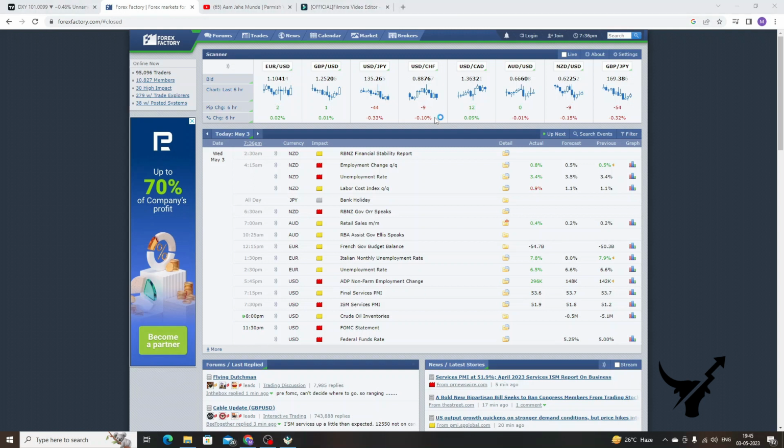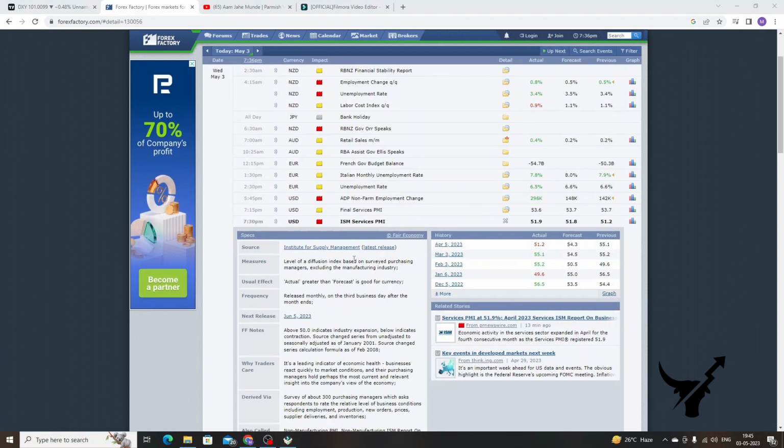But today, as I gave the news about USD, I just remembered I saw it yesterday, that there are some important news releases today, like the ISM services PMI. It is a diffusion index based on surveying purchasing managers, including in the manufacturing industries. Actual greater than forecast is good for currency. The forecast was 51.8, previous was 51.2, and it came in at 51.9. So it is good for currency.